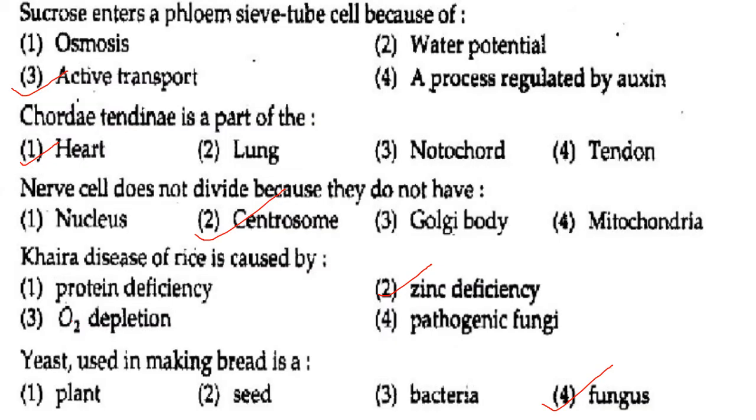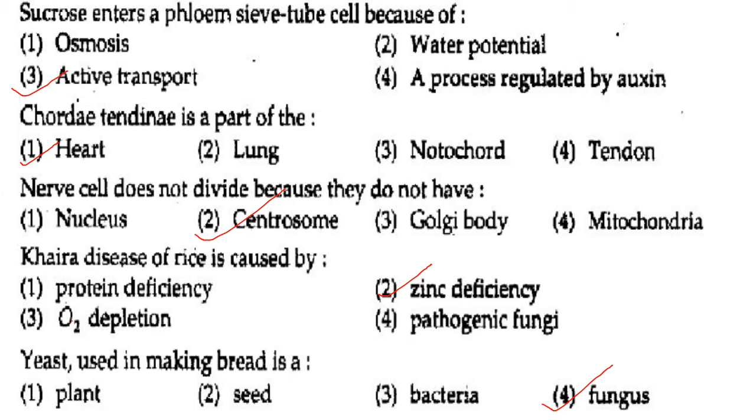Next one. Sucrose enters a phloem sieve tube cell because of: option 1, osmosis. 2, water potential. 3, active transport. 4, a process regulated by auxin. Answer is option 3, active transport.